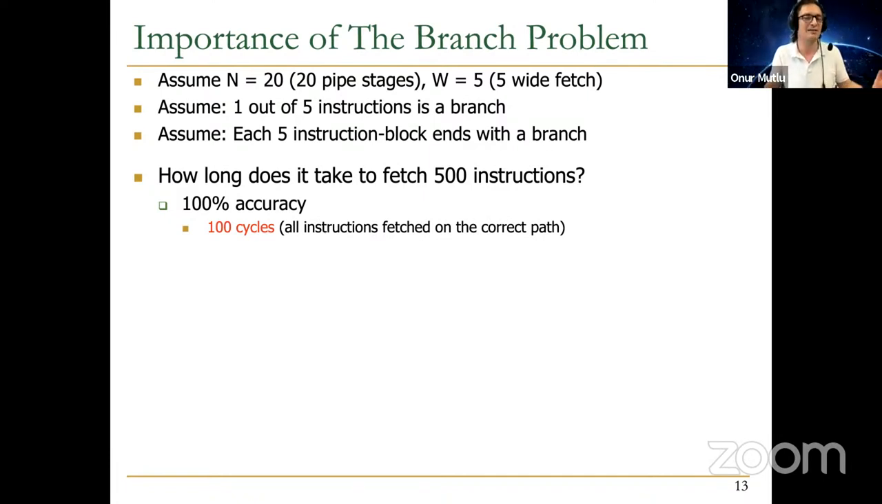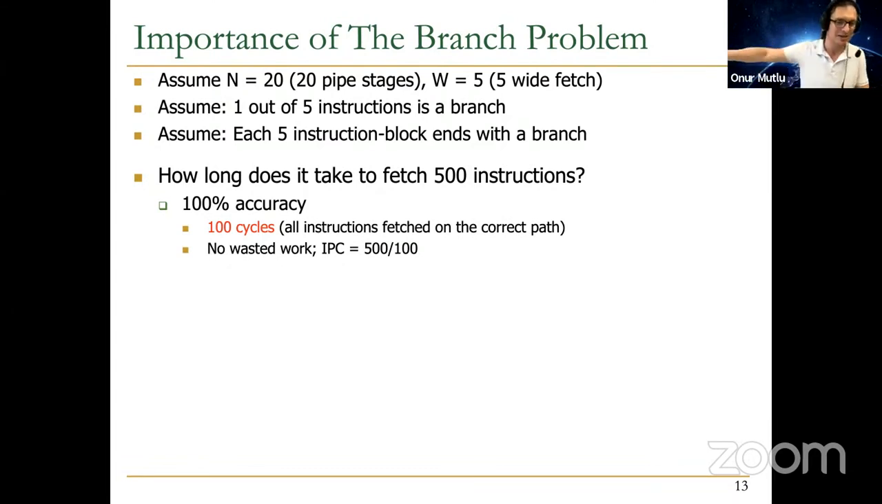I have five instructions per cycle. Branches don't impose any penalty because I'm 100% accurate. And I'm fetching five instructions per cycle. So I have 500 divided by five, 100 cycles. So there's no wasted work. IPC is perfectly five, assuming no data dependencies, of course. I'm assuming that also. That was not written over here. Okay, so this is great.